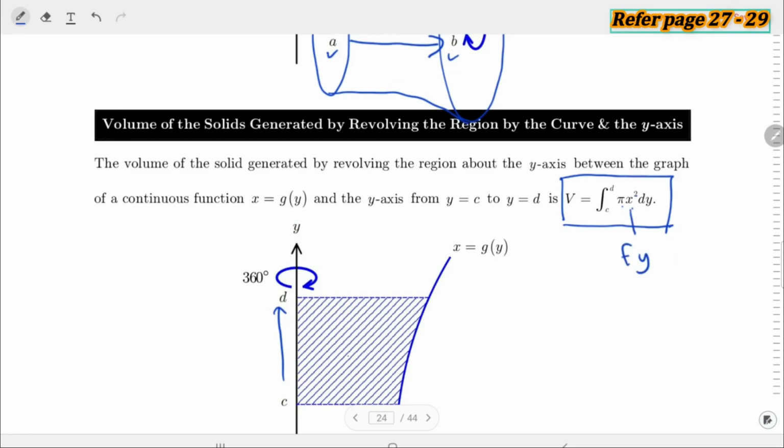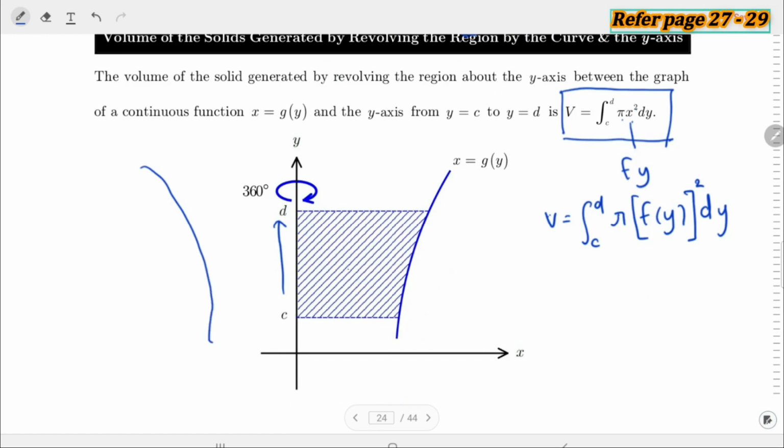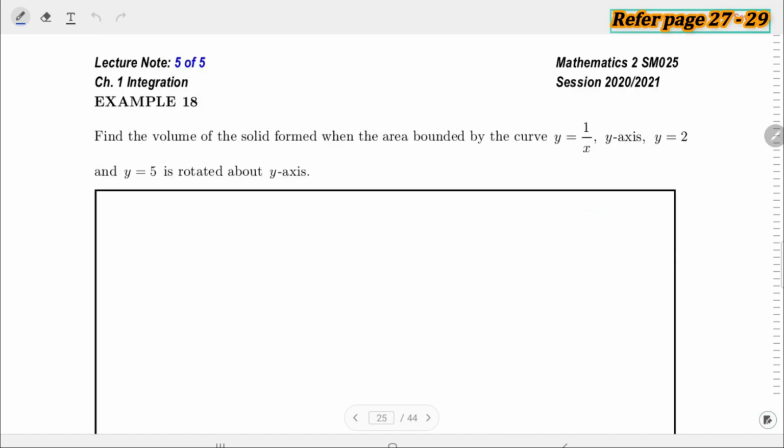Or if I rewrite it in a more familiar form, V equals the integral from C to D of pi, which is a constant, times the function of y with respect to y, squared. This is pi r squared. This one also gives you the volume revolving about the y-axis. Those are the formulas. We go to example 18.